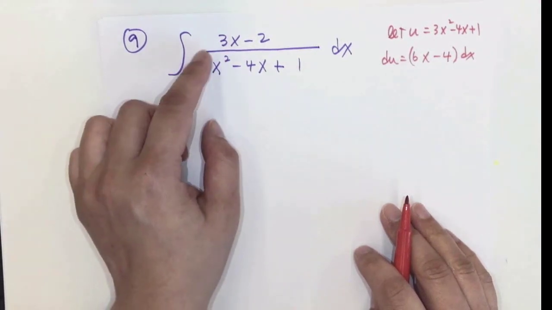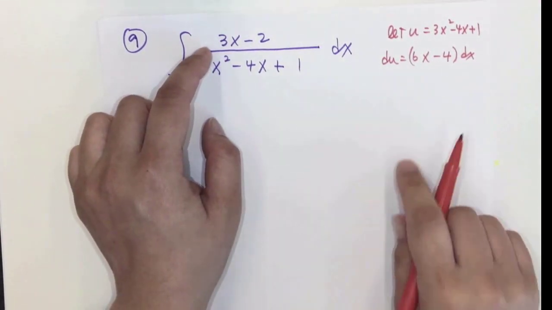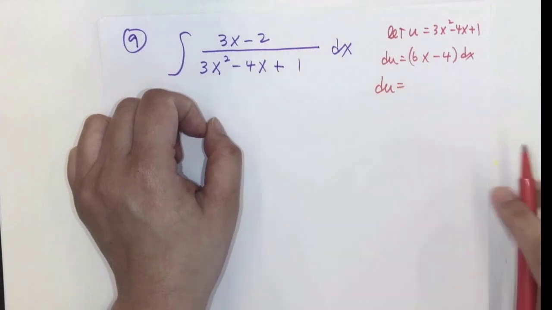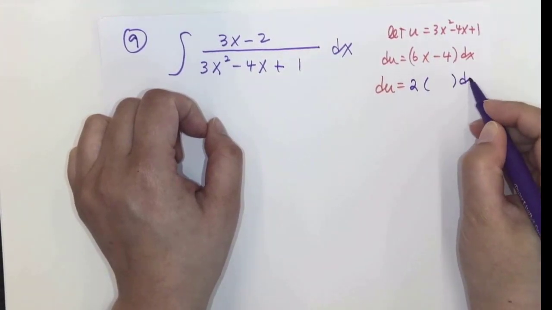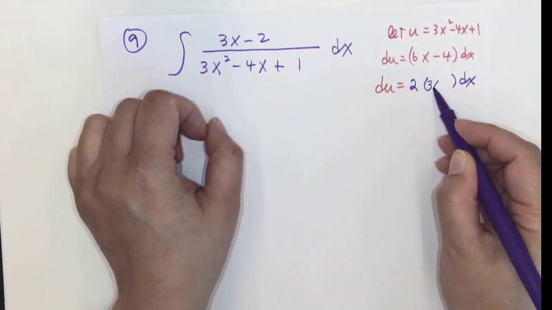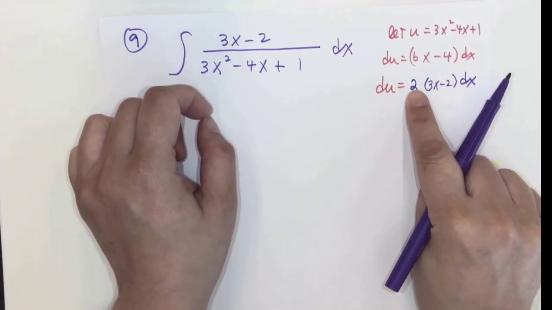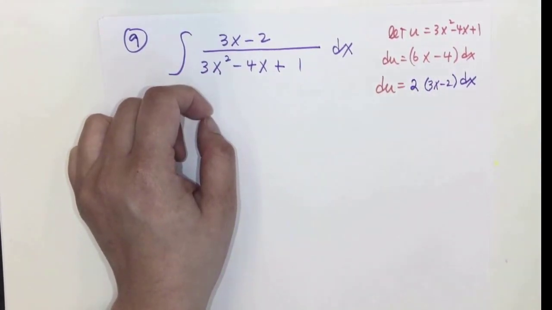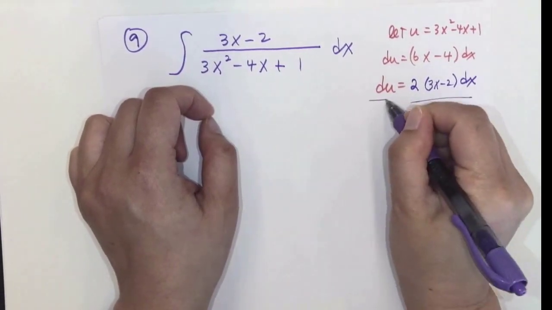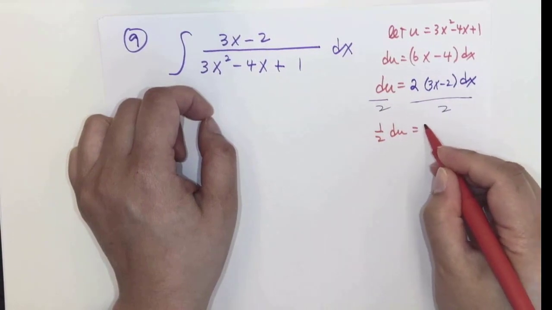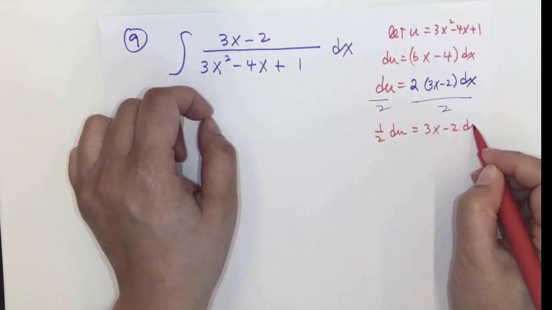Okay, so I compared this with the top part. Does it look kind of similar? But I need to pull out a 2. So if I pull out a 2, this is a GCF. Inside we'll have what? 3x minus 2, which matches this guy, right? But this 2 is extra, so this 2 needs to go. Divide by 2 both sides. This is 1/2 du equal to 3x minus 2 dx.